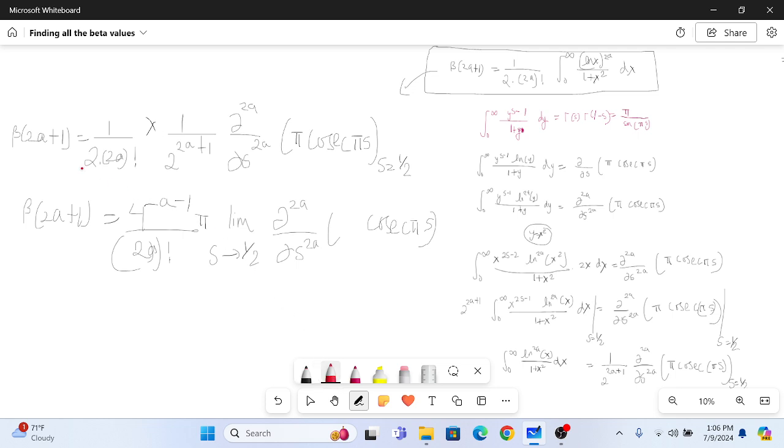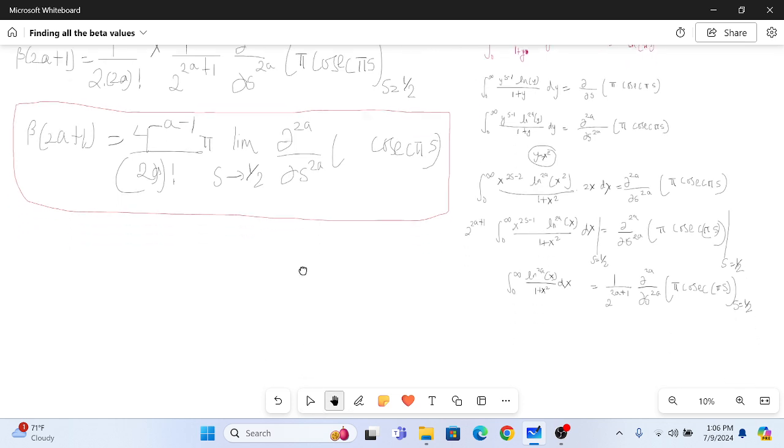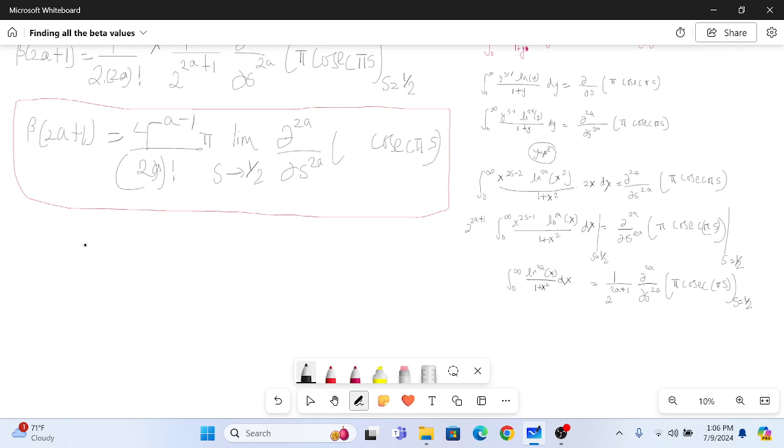So this is finally our treasure. And this is going to be super powerful in finding any beta values for any a. Okay, let's try and see if that really works or not. Now we know that beta of 1 is just pi by 4, so let's see if we get that or not.